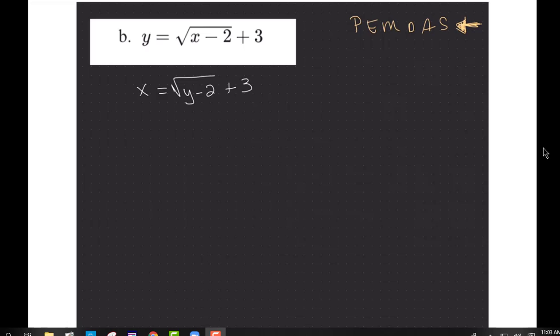So we're doing our PEMDAS in reverse order, right? Because we're undoing. So adding and subtracting. What's the first thing I can do? Subtract 3. Subtract 3 from both sides.